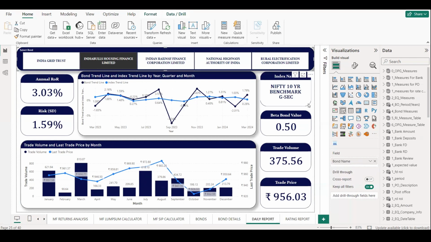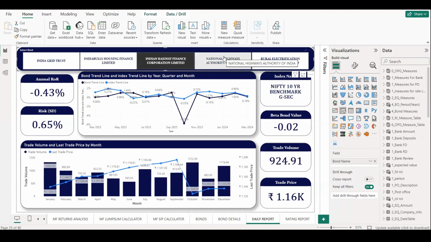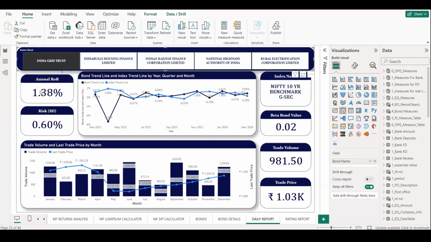A bond also has a market. Here you can see the index name. It's the Nifty 10-year benchmark G-Sec. It's a government security benchmark, which is a government bond that has a 10-year maturity. You can see all the bonds are compared with that particular index here, and we can see how each bond is performing based on the movement of the benchmark or the index. And you can see the annual return. This return here means not the coupon rate, but the fluctuations in the market based on which the trade price of a bond is changing.